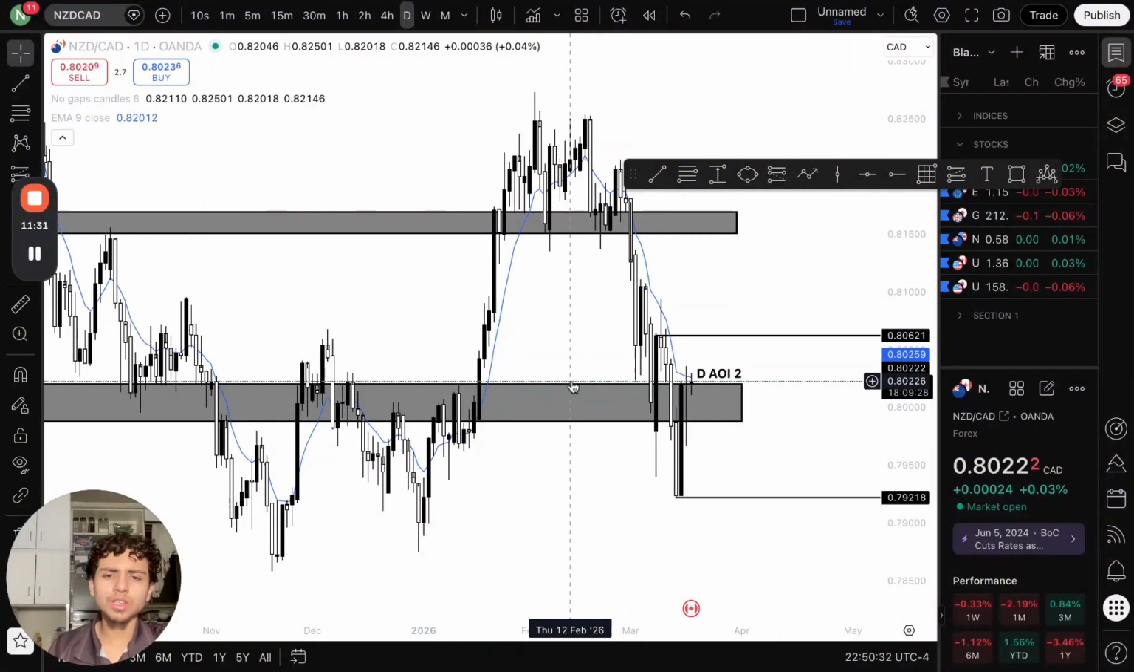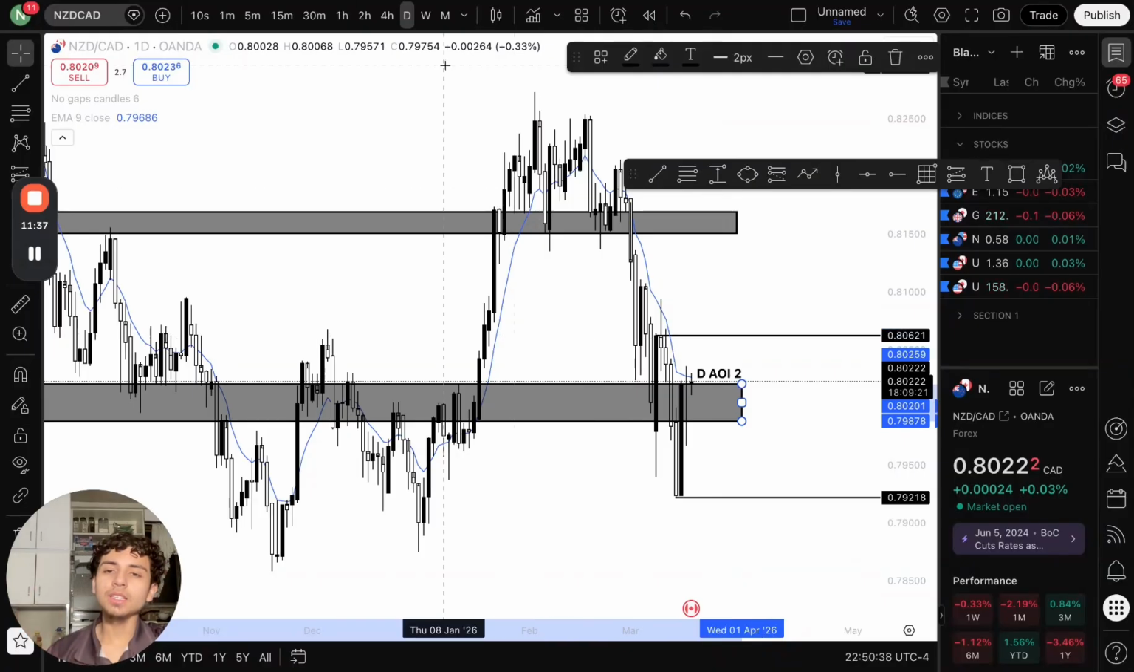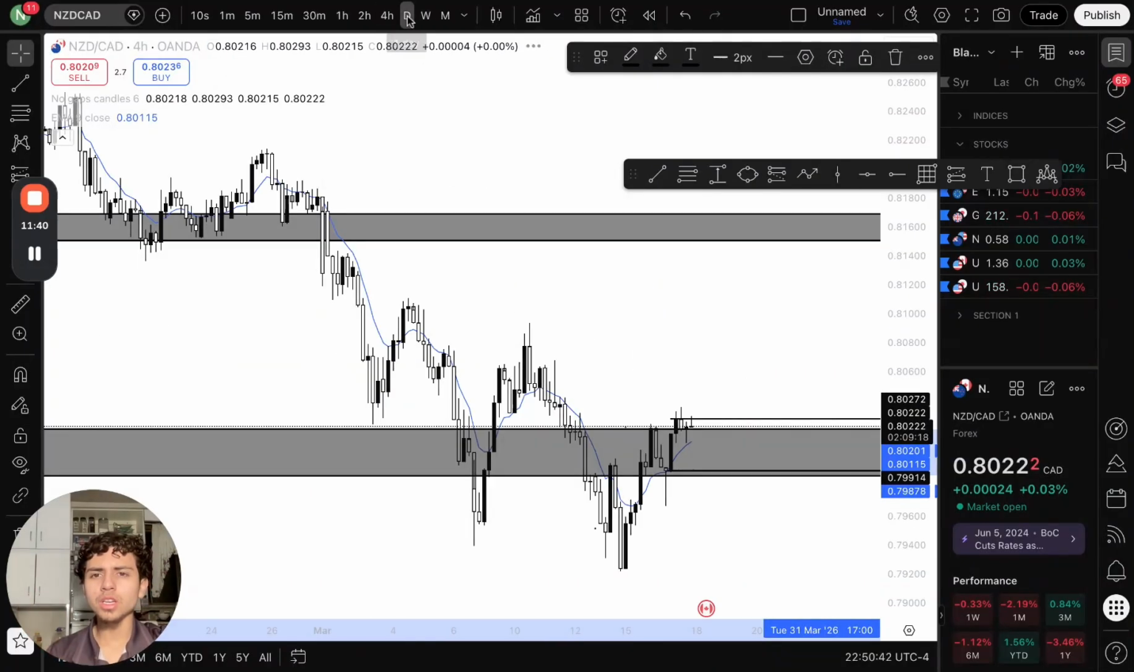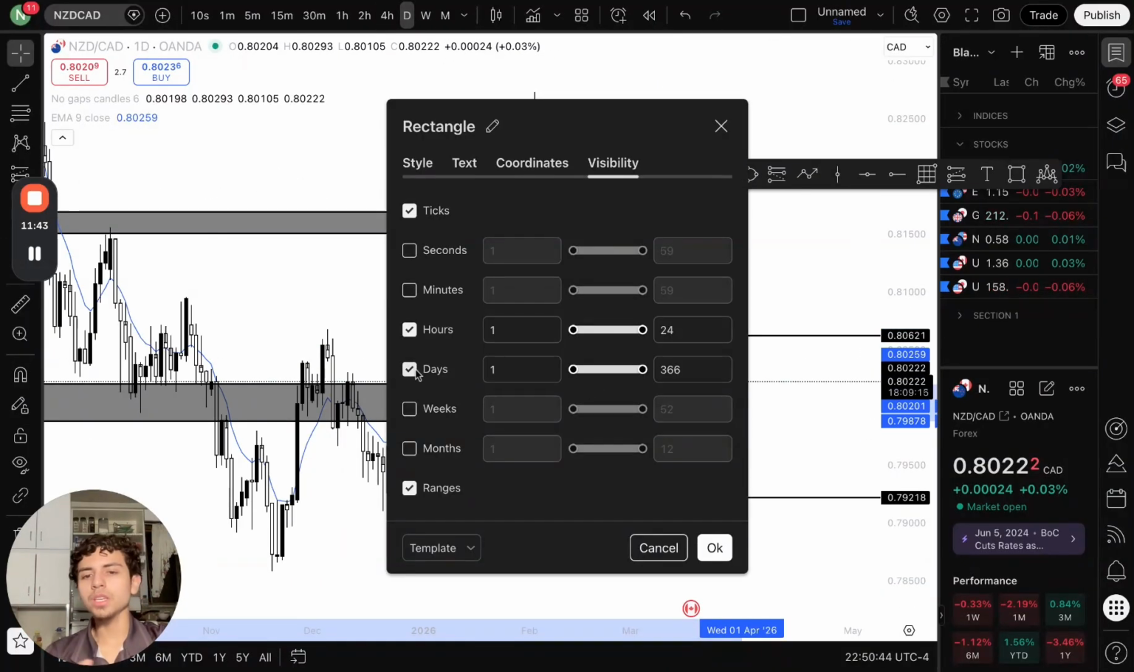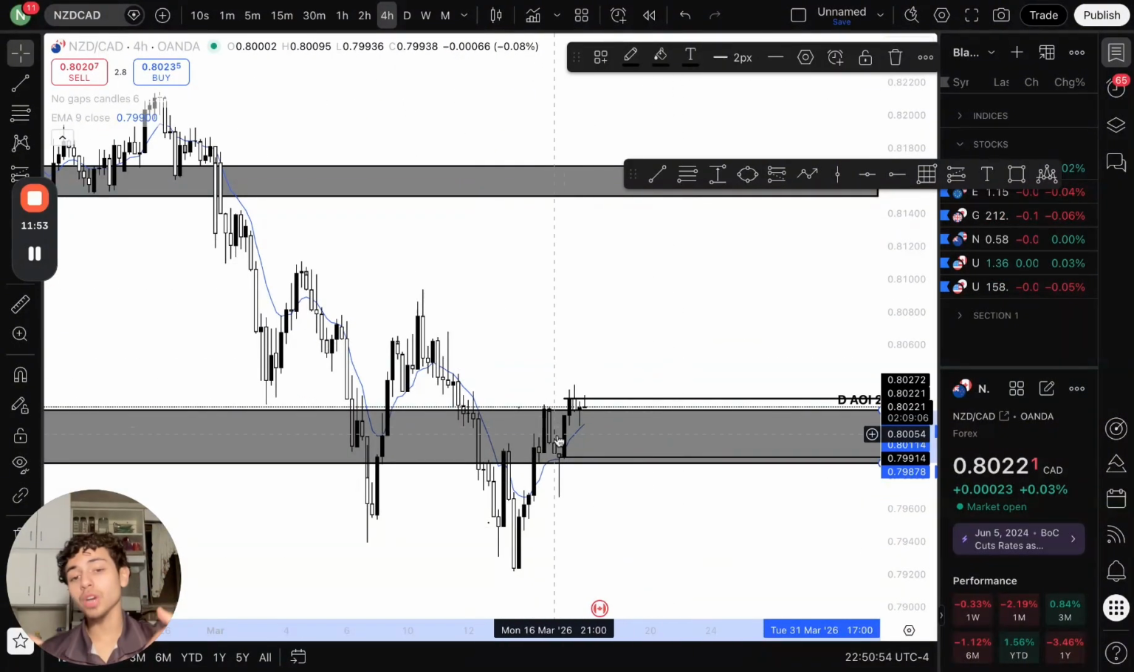That's a percentage for me where I'm able to say, okay, this market actually respects this zone a lot more. And then I don't look for an area of interest on the 4 hour. I make the area of interest from the daily be on the hour time frames. So this area of interest is the same as this area of interest. And then here is where I will wait for my signals.